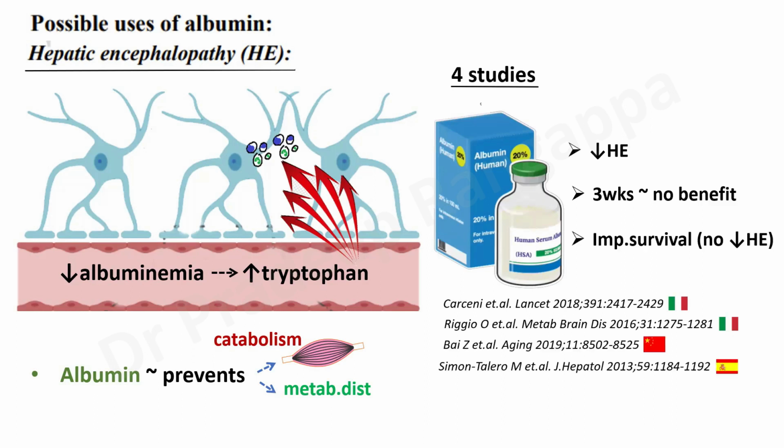The other 2 studies, which came from China and Spain, showed improved survival with the use of albumin, but no evident reduction in hepatic encephalopathy. So all in all, if you look at 4 studies, there were 3 studies in hepatic encephalopathy, which tends to favor that albumin appears to have some beneficial effect.